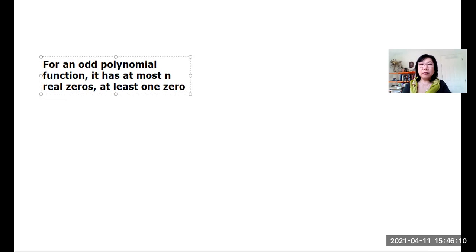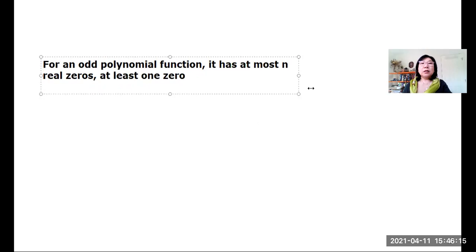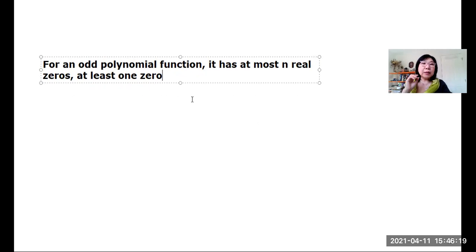Okay, so here is the difference with the even function. The even function says it has at most n real zeros, which is the same. However, at least, it can have no zeros at all, not crossing the x-axis at all. But for the odd function, at least it has to have 1 zero. And why is it like that? Let's analyze by looking at the graph. Okay, so I'm going to show you the graph again.